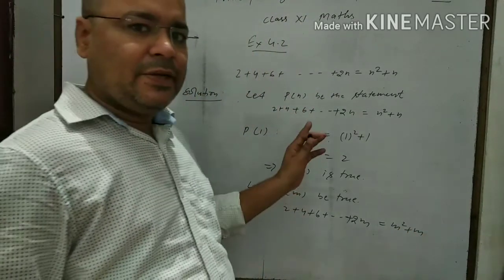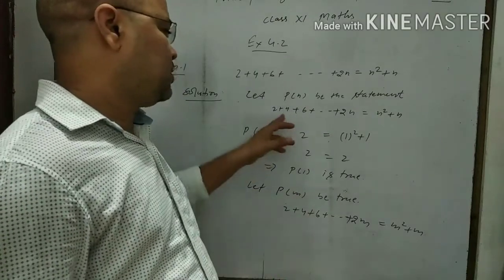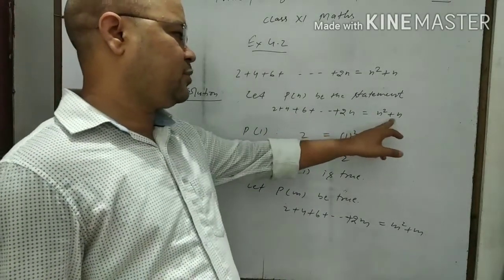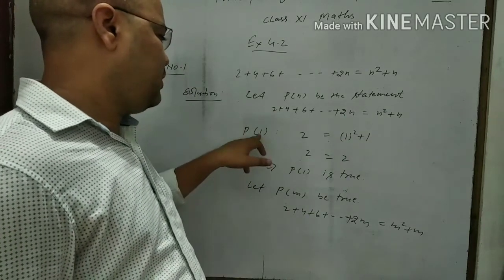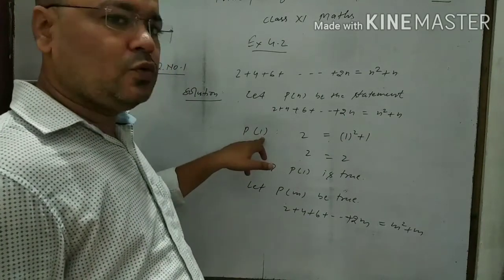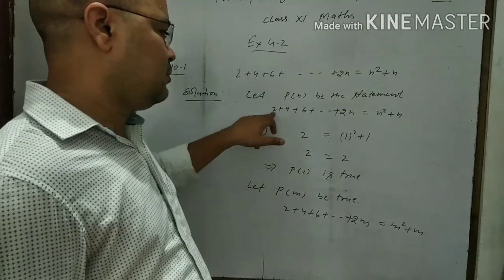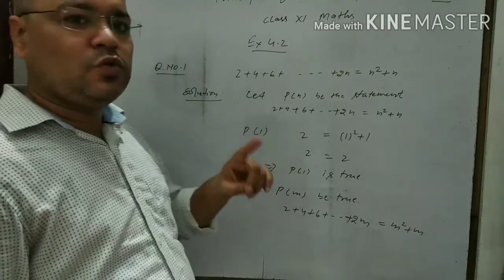If this is the statement for n, 2 plus 4 plus 6 plus up to 2n is equal to n square plus n. Let P1 be the first term, which is 2. P1 means the first term. If we take P2, it means two terms. Okay? Let us check for 2.